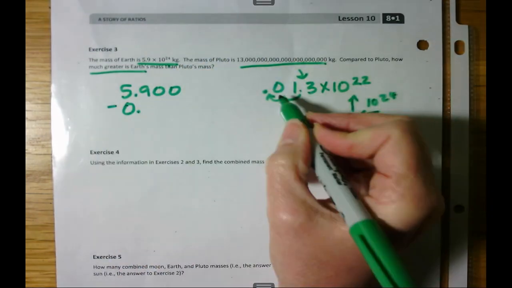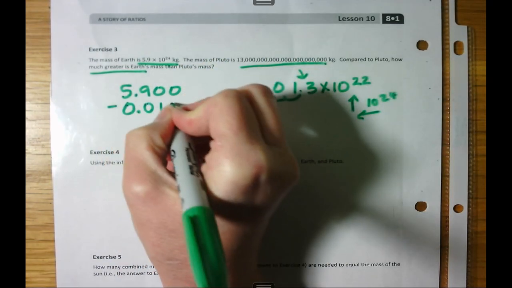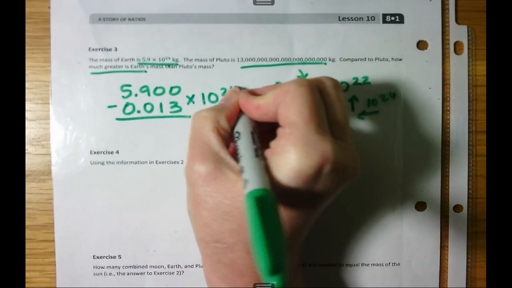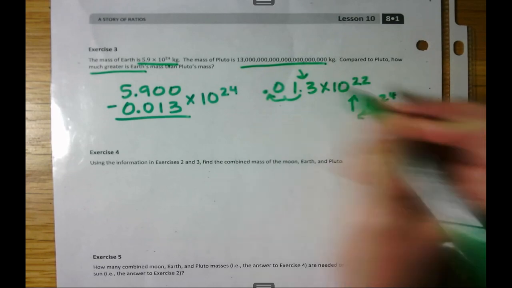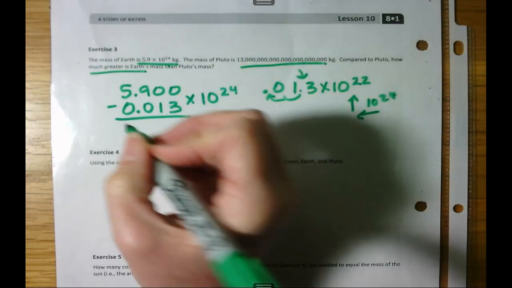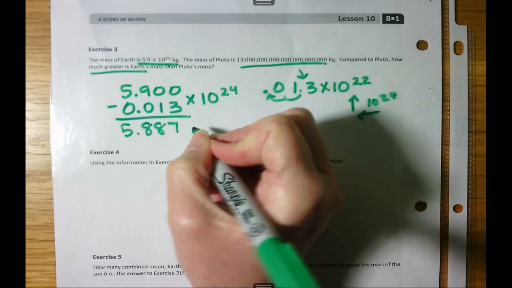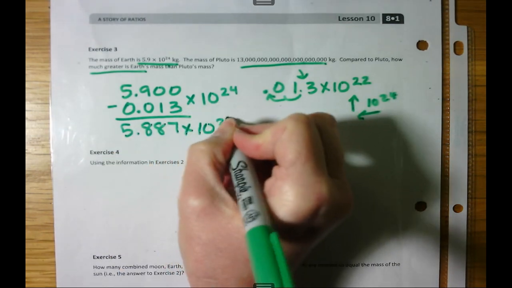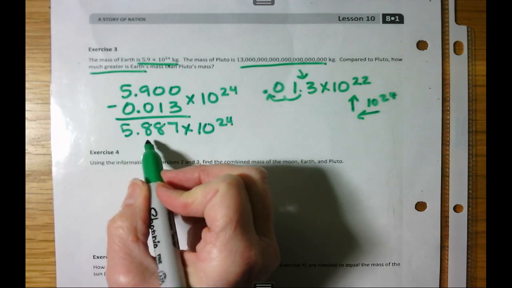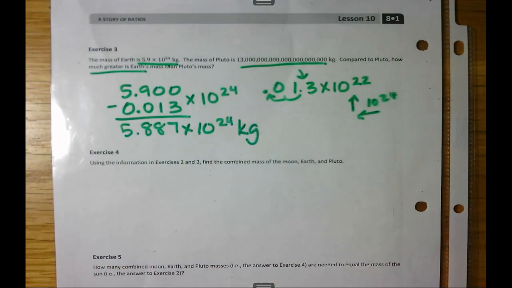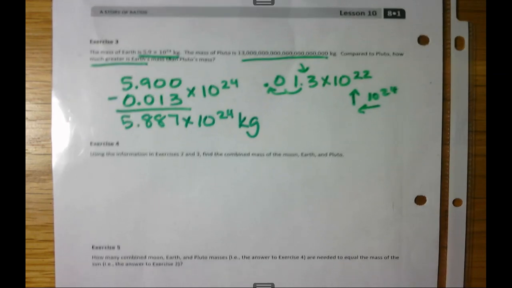minus 0.013. And these are both times 10 to the 24th now that I've rewritten them. When I subtract that, I get 5.887 times 10 to the 24th. I double check this is correct scientific notation, so I can add my label and have my final answer.